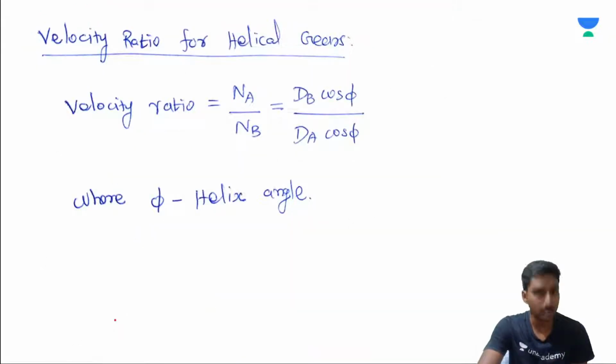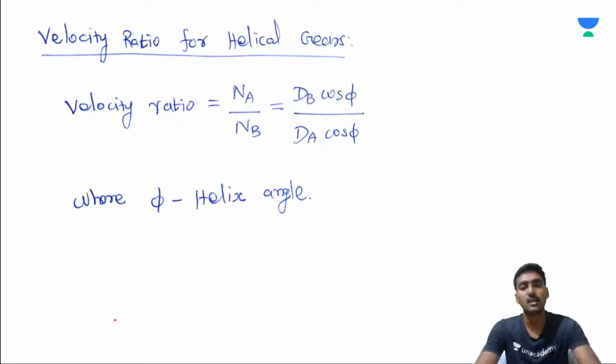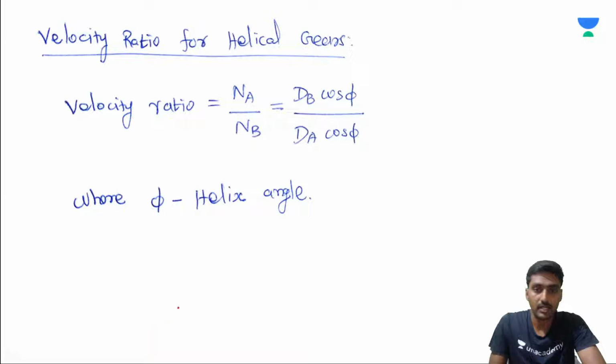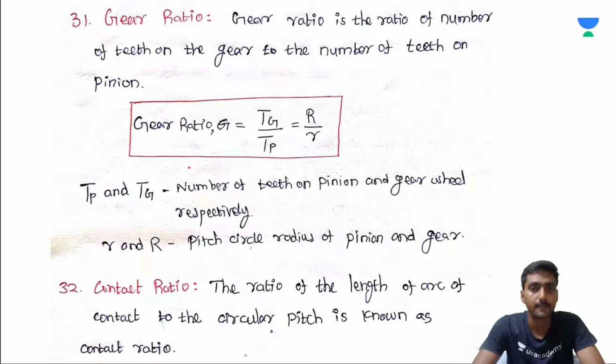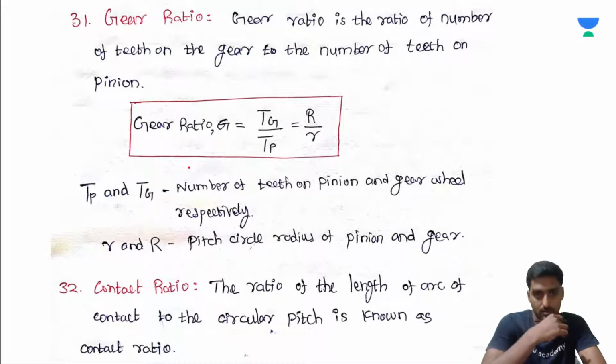Next part, velocity ratio for the helical gears. Here we should consider the helix angle also. NA divided by NB is equal to dB into cos psi divided by dA into cos psi, where psi is the helix angle.